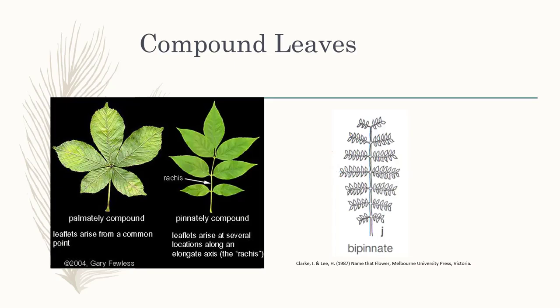We also have palmately compound and pinnately compound. So you've got leaflets that arise from a common point, just like those veins did. And then pinnately compound is when each leaflet is coming off of the stem, which is a rachis. And then you have bipinnately compound, and you can see this is one big leaf that has divided up into many pinnately compound leaflets.